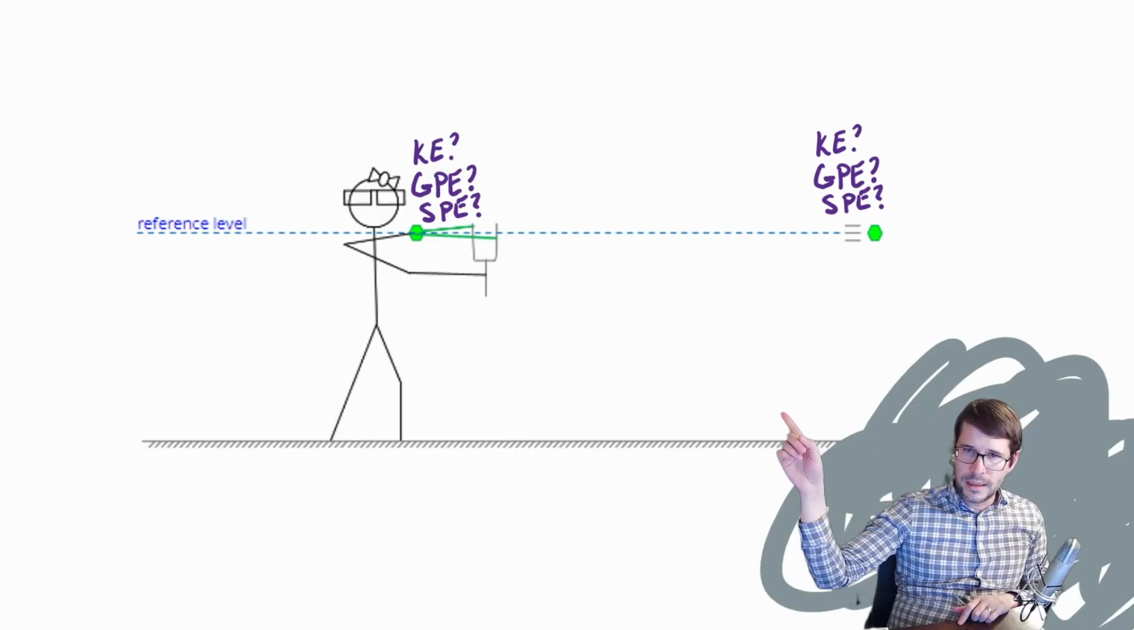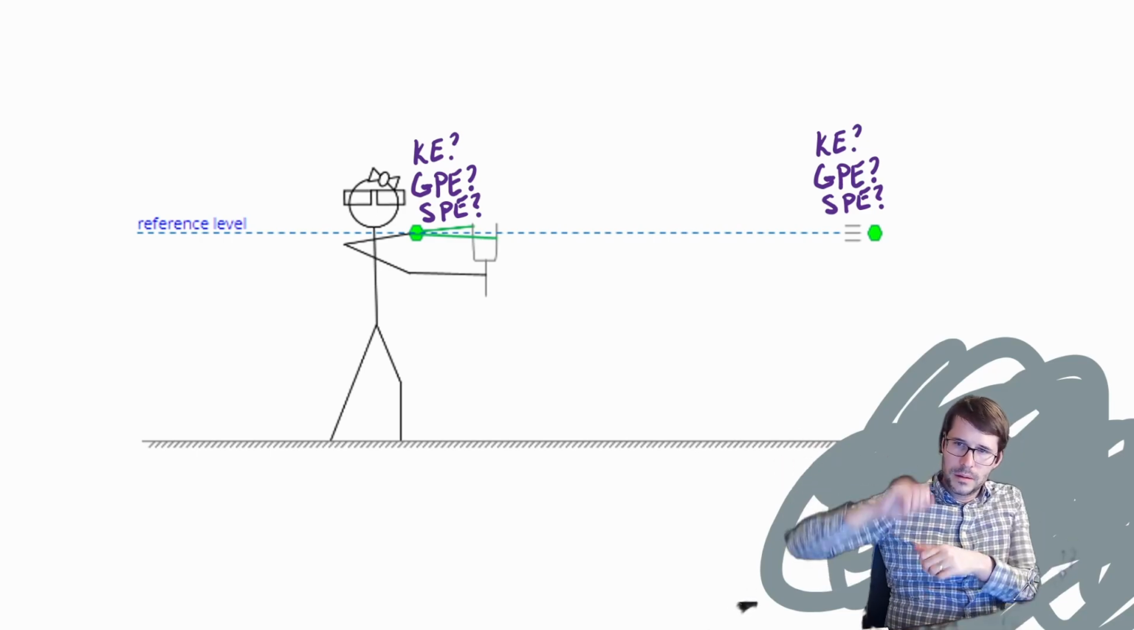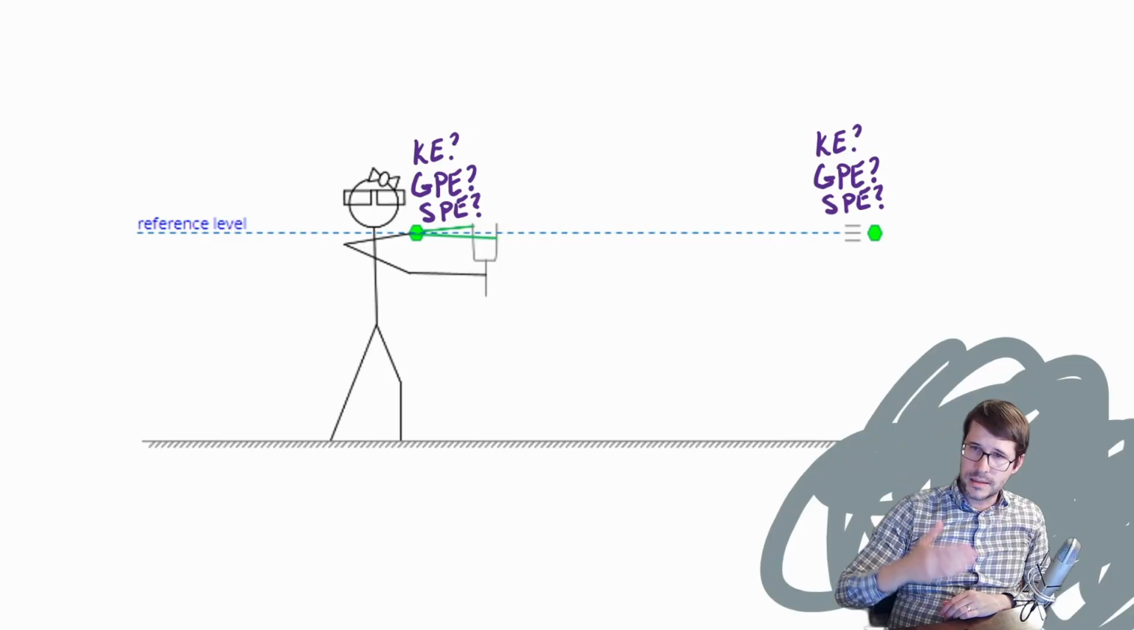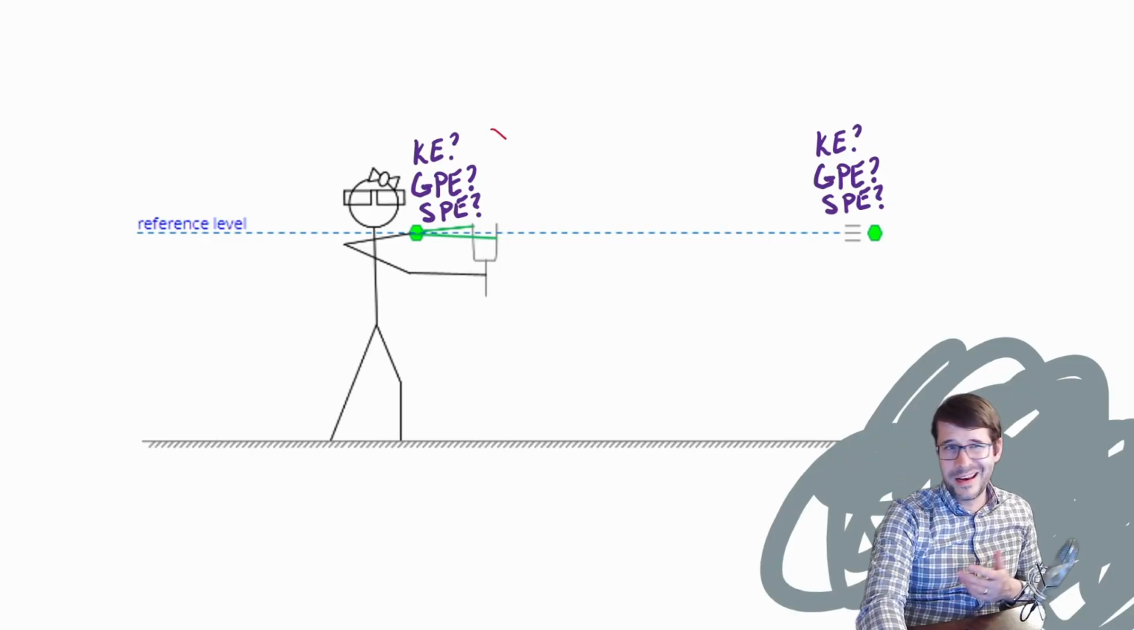All right, so at the beginning, when the student has the slingshot pulled back, what kind of energy are we sure we've got? I think that's going to be spring energy for sure. And is anything moving? No, so we don't have any kinetic energy. What about, is it high up?